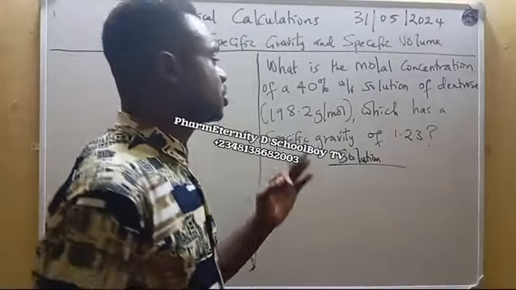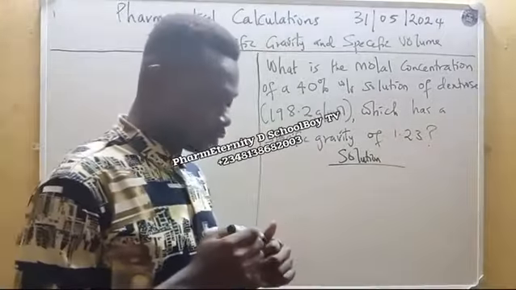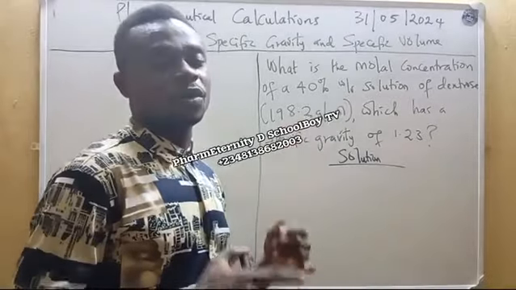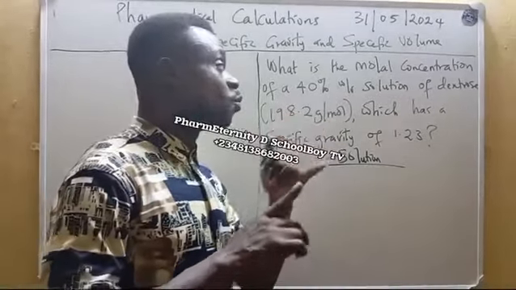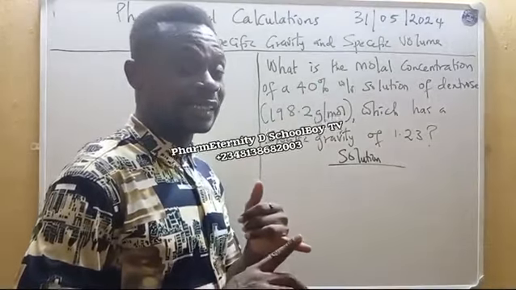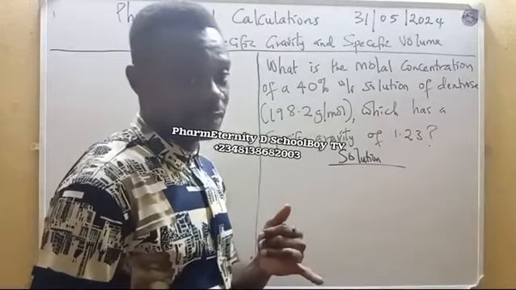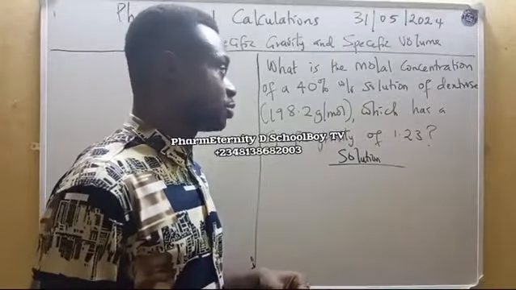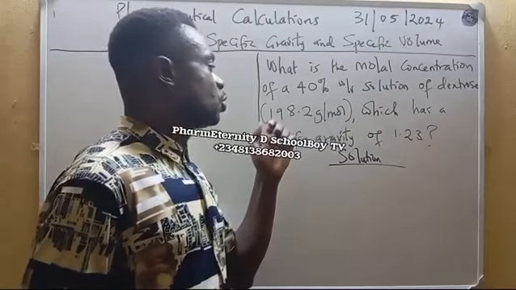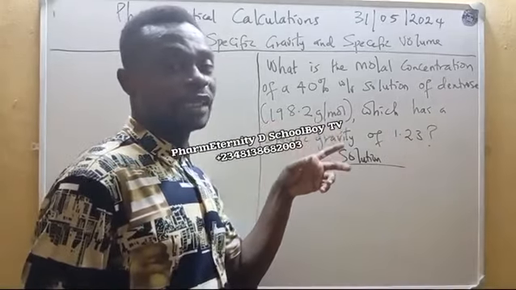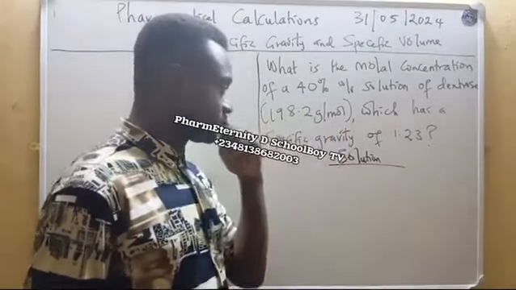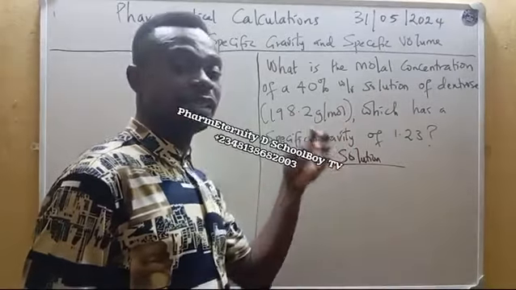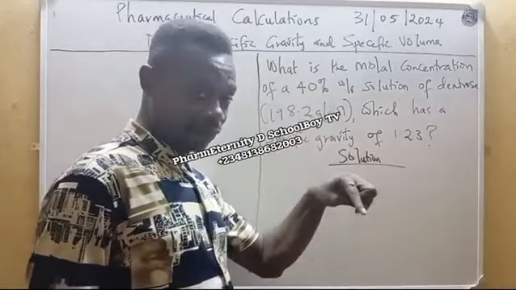Before you can answer this question, you need to know what specific gravity is. You also need to understand concentration. We have molarity, molar concentration. We have molality, molar concentration. So we also need to understand the relationship between concentration and the molar mass, and at the same time understand the relationship between specific gravity, the weight of substance, and the volume.